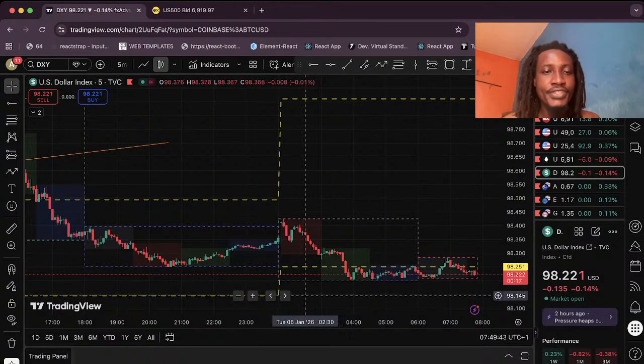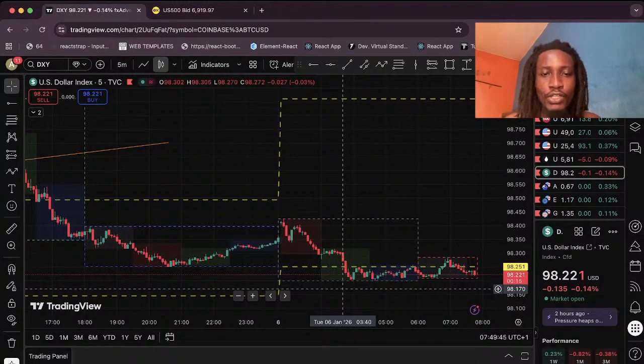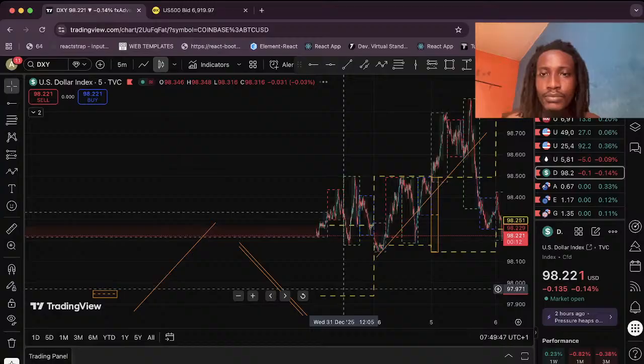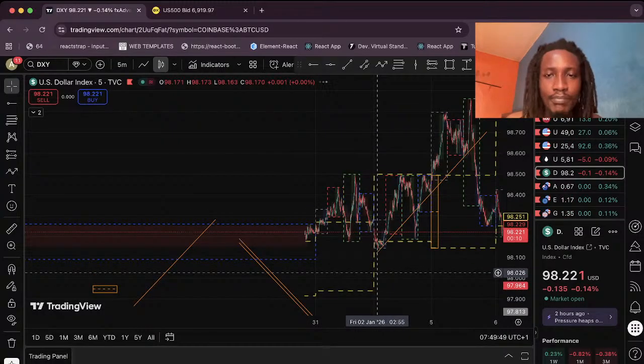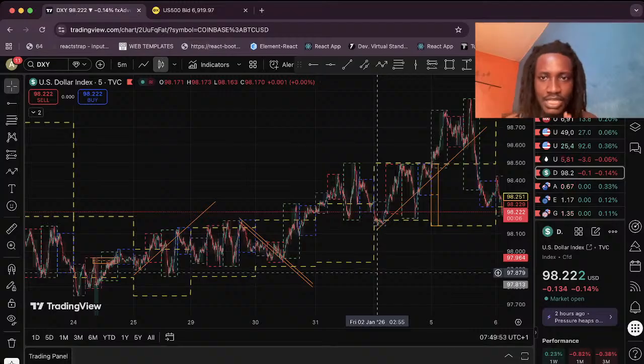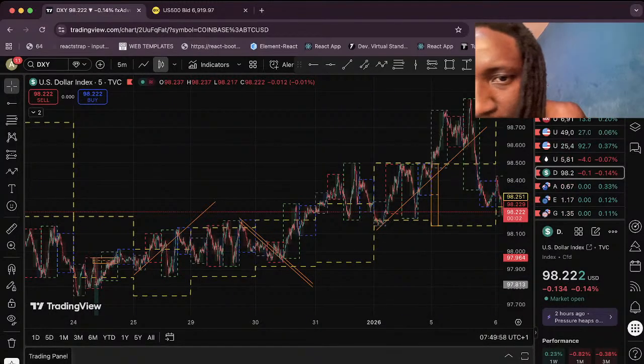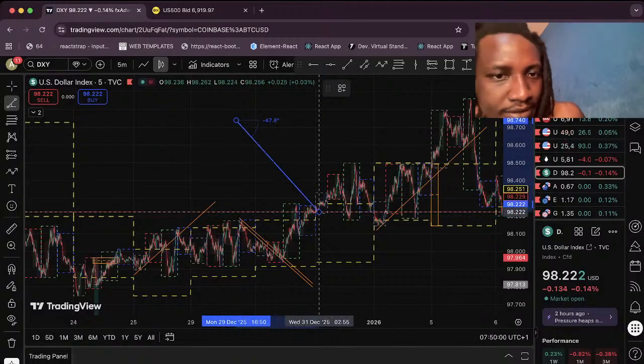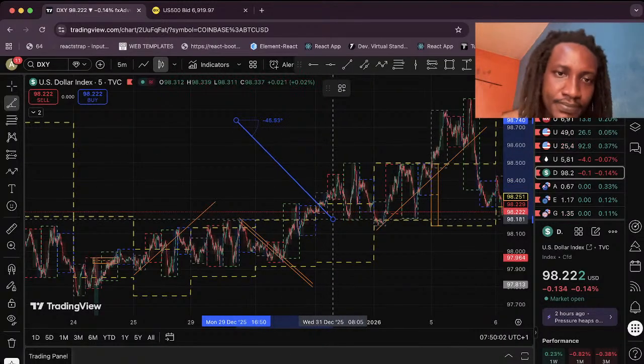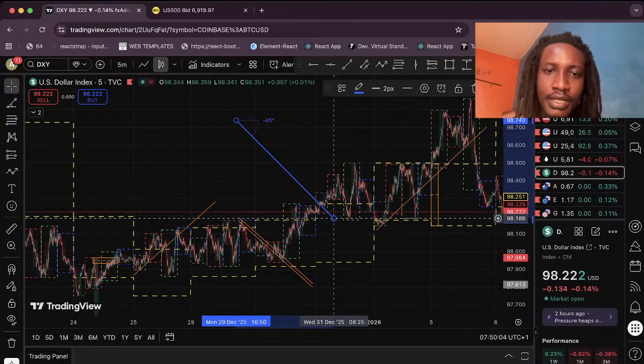So since we see that DXY is looking good based on what we expect and what we see, the only thing I want to do now is take time to draw out my trend line. All right, I'll draw out my trend line, then I'll place it there.